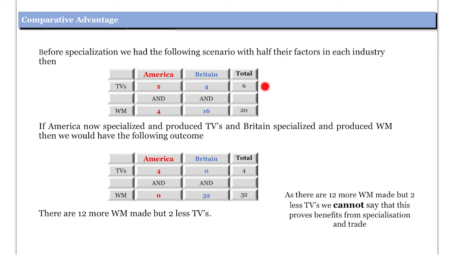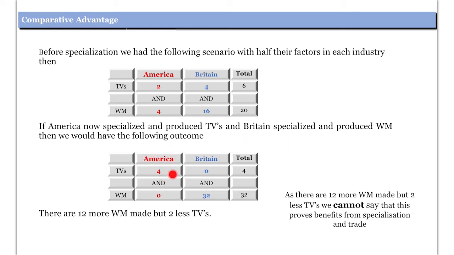So as I said before, if they don't specialize, we're going to have 6 televisions and we're going to have 20 washing machines if they did half of their factors in one and half of their factors in the other. If, however, they specialize in the good in which they've got their comparative advantage.